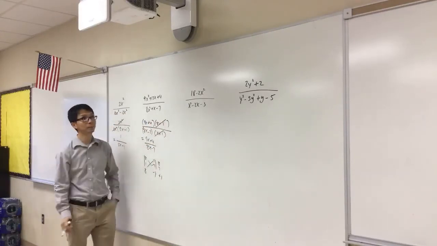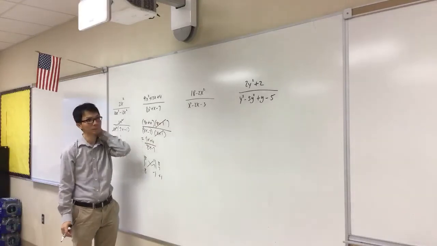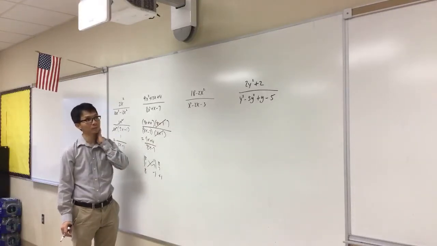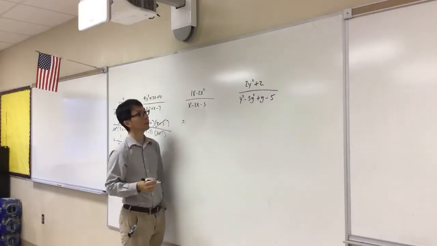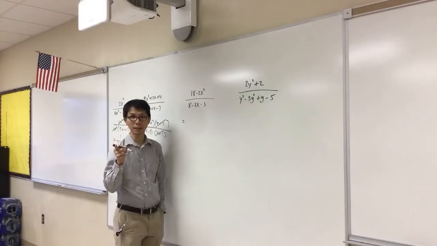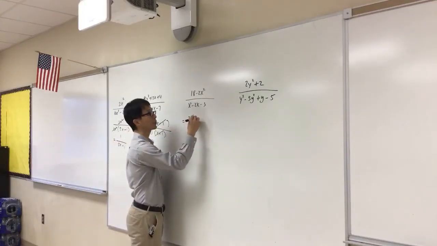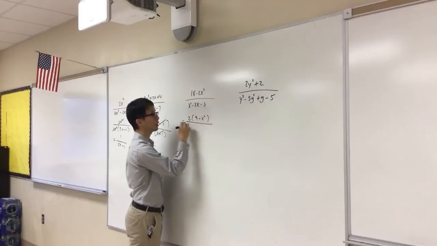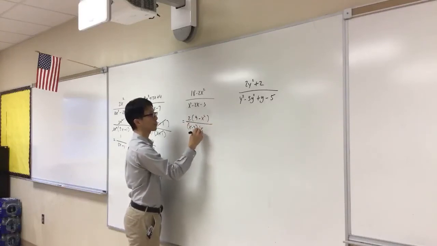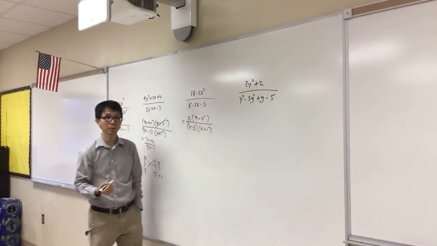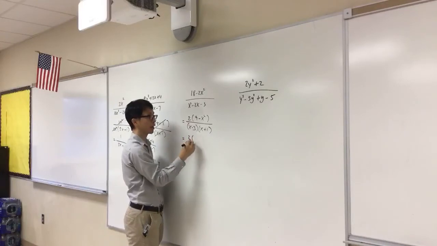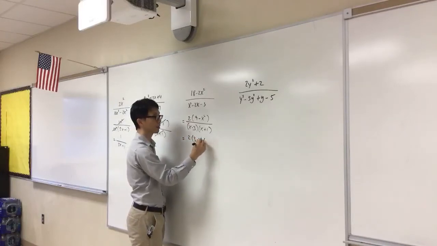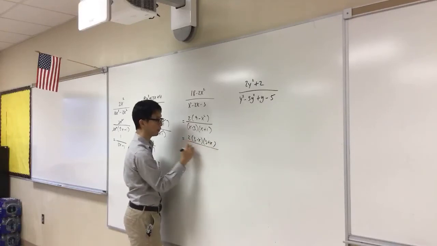Now what happened here? You can take a 2 out of the top, so let's take out 2 first. That's gonna be 9 minus x squared over x minus 3 times x plus 1. Hopefully that's the factoring. I can factor this as a difference of squares, so that's 2 times 3 minus x, 3 plus x, over x minus 3 times x plus 1.